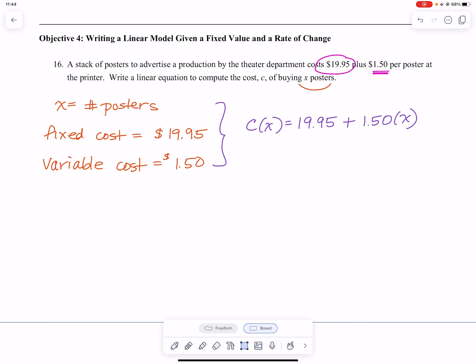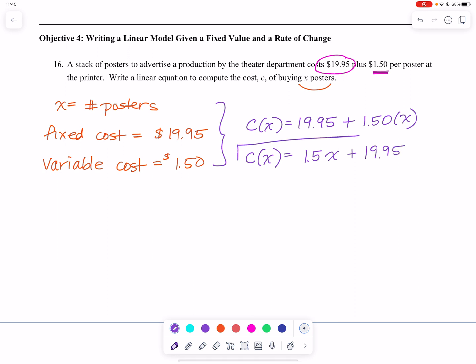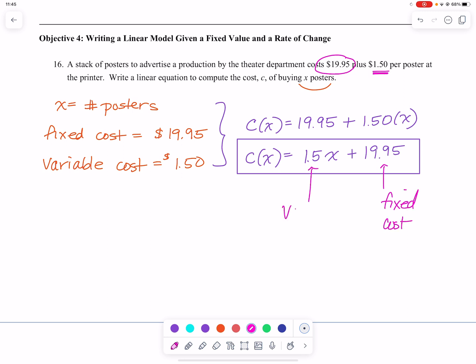So what you could see, we could go ahead and write this in slope-intercept form, 1.5x plus 19.95. And that is the cost function. Again, we have a fixed cost and we have our variable cost. And it's because that cost varies depending on the number of posters. And that concludes this worksheet.